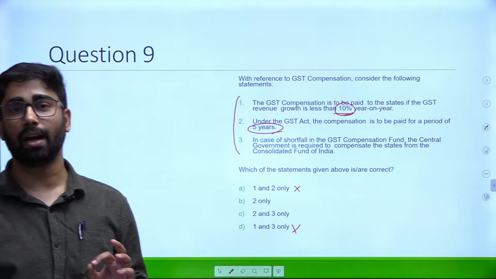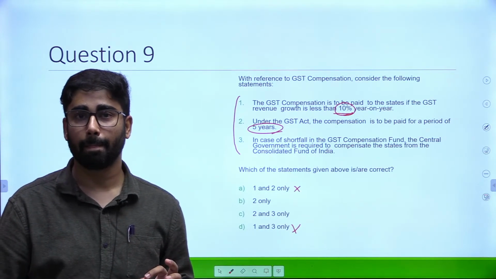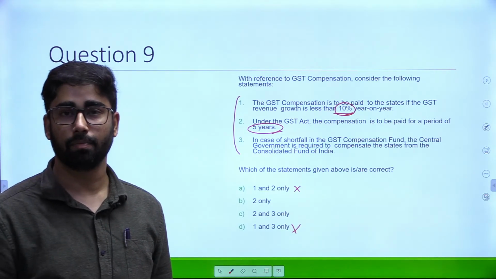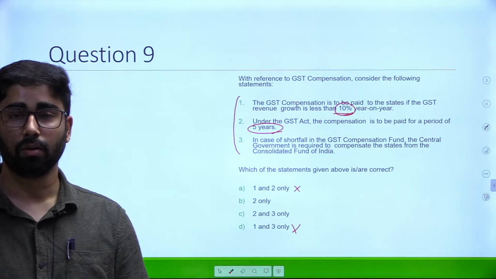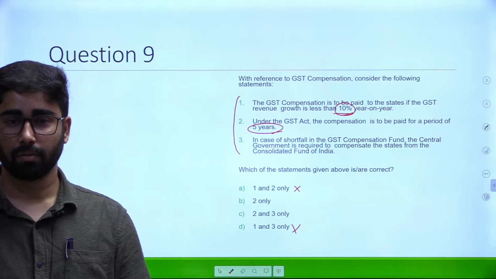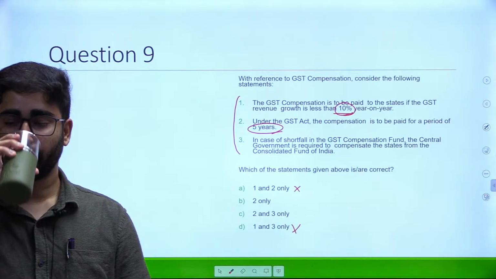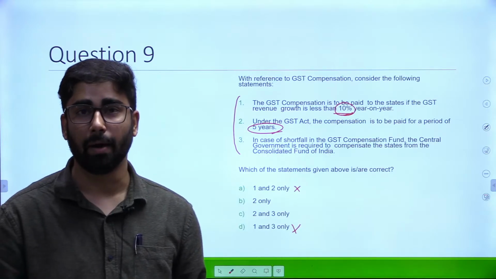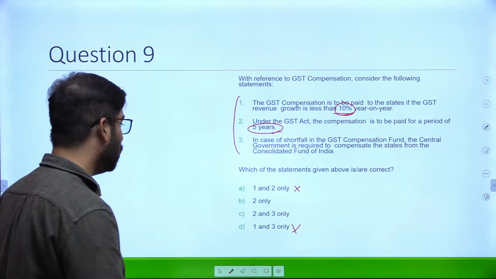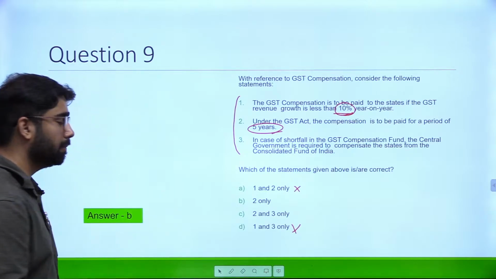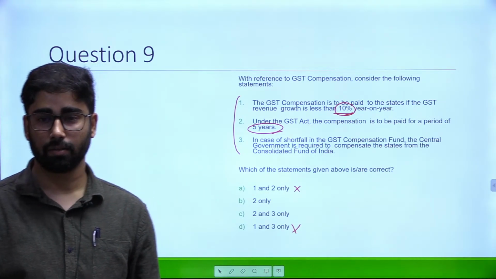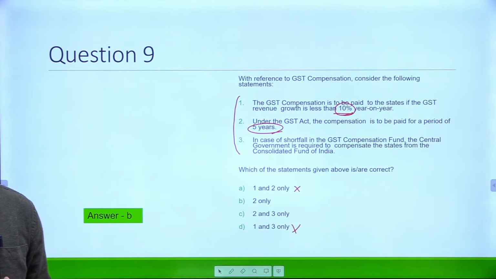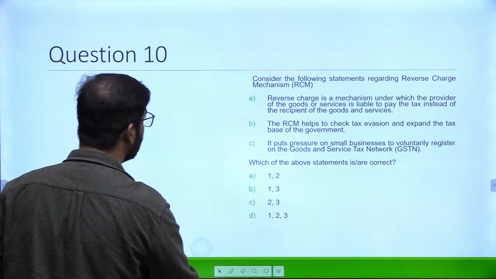Has the central government made any such promise? There is a separate fund created. You know about the fund, no? We already discussed the fund. The fund is the GST compensation fund and it is under the public accounts of India. So the answer to this question is B. Only the second statement is correct. Those who have answered this question correctly, again give yourself 2 marks.